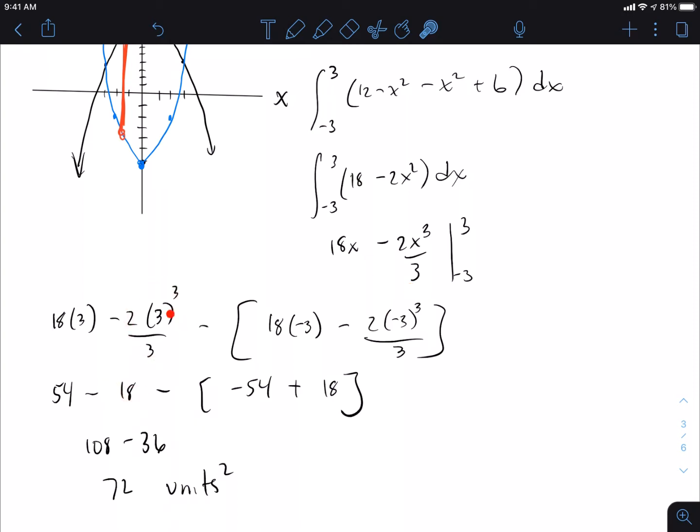I can explain that too if you'd like. Well, here it's easy, right? What happens is I have 3 cubed over 3, so that becomes 3 squared. 3 squared is 9. 2 times 9 is 18. And then distributing the negative, I get 108 minus 36, which is in fact 72.